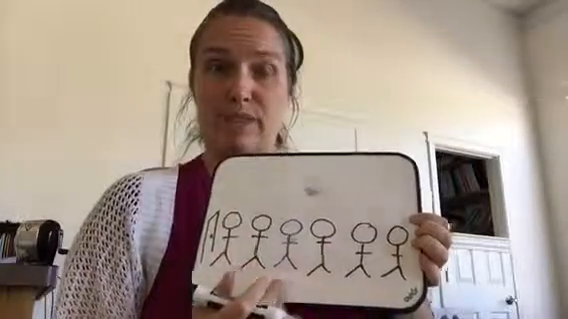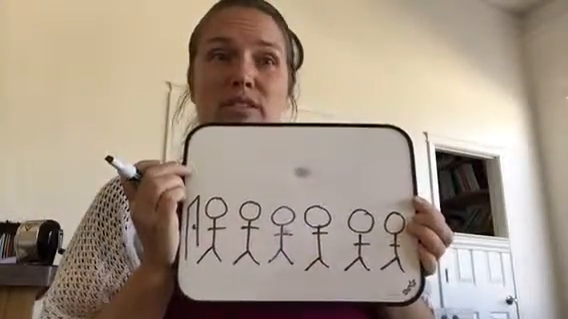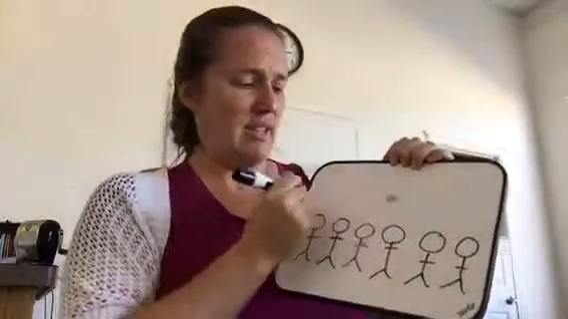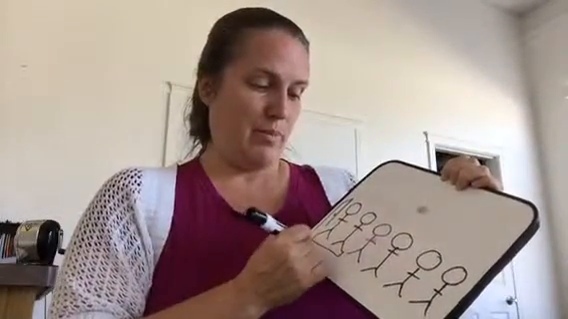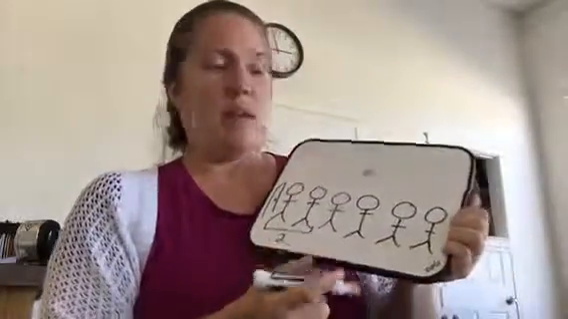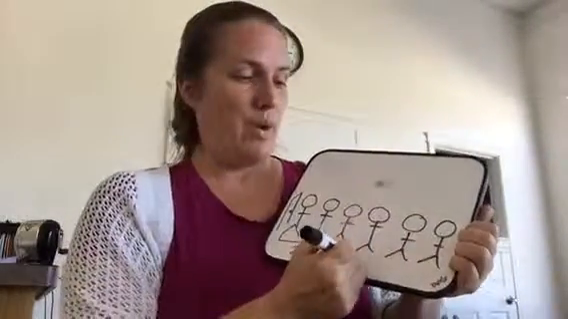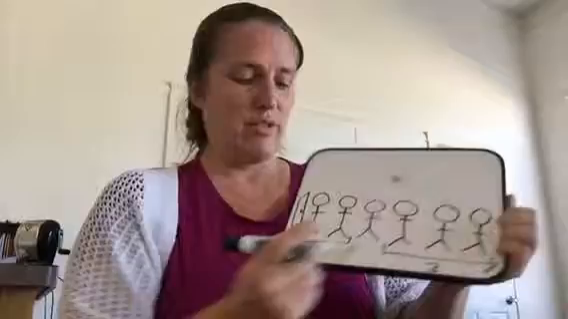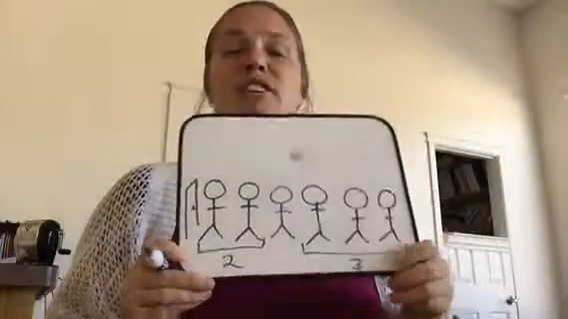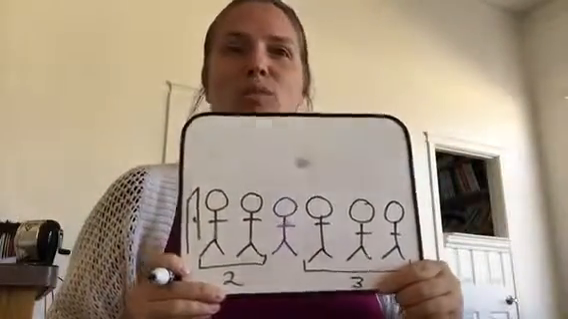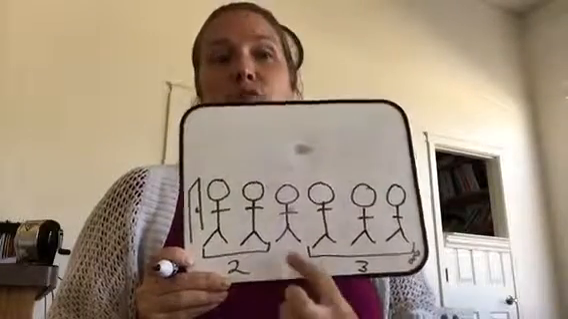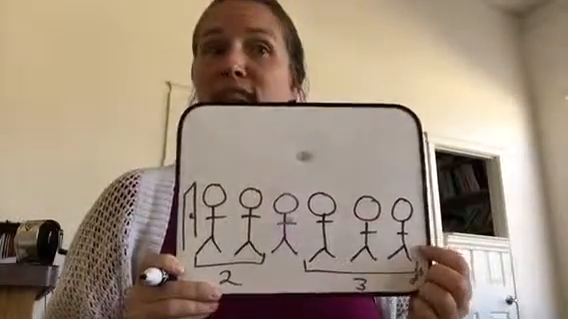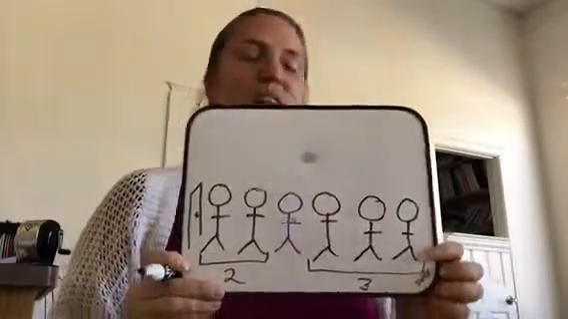1, 2, 3. How many people are in front of her? 2, of course. It's easy to see that when you are able to just look at the picture. How many people are behind her? Why, 3, of course. Notice that 2 plus 3 does not equal 6. Why not? Well, because we didn't count Mary. 2 plus 1 plus 3 does equal 6, and that would be all the people.